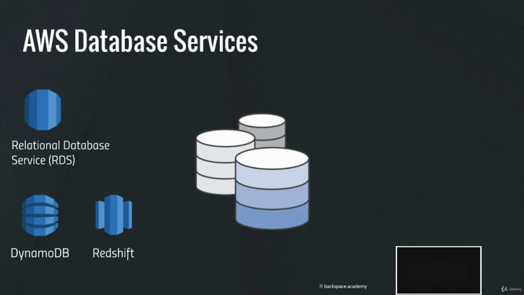Amazon Redshift is a fast, fully managed, petabyte scale data warehouse that is based upon the PostgreSQL database engine. If you're looking for a big data storage solution, Redshift is perfect for this.